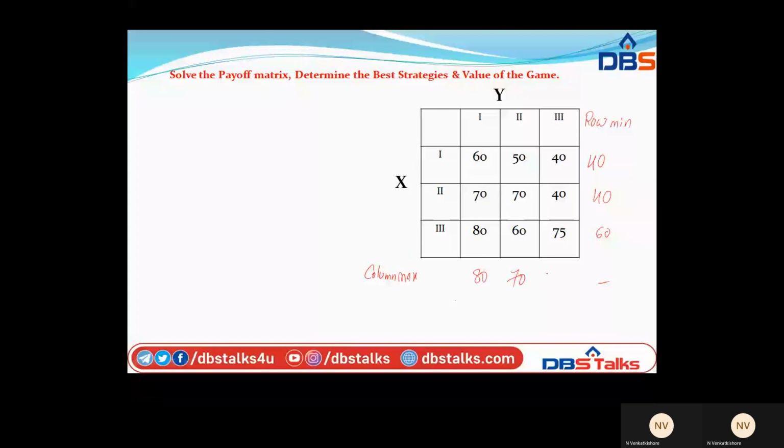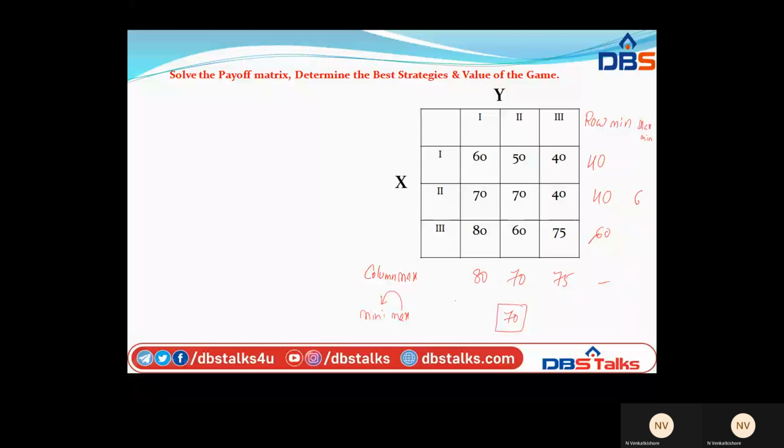Then what do we need to find out? Minimax. That means among the maximum values, identify the minimum value. Which one is the minimum? 70 is the minimum, and we need to keep it in a square box. After that, maximin. Maximin is nothing but, among the minimum values, find the maximum value. So it is 60. We need to keep it.